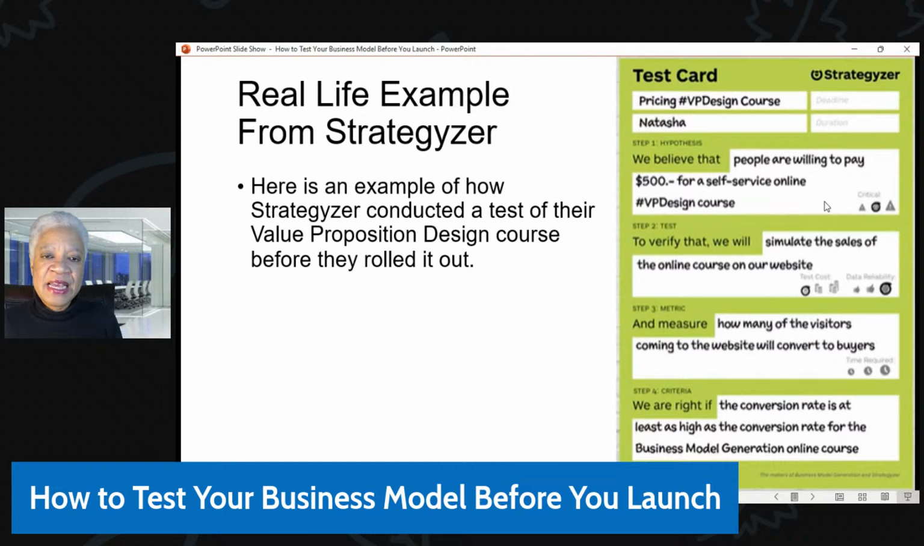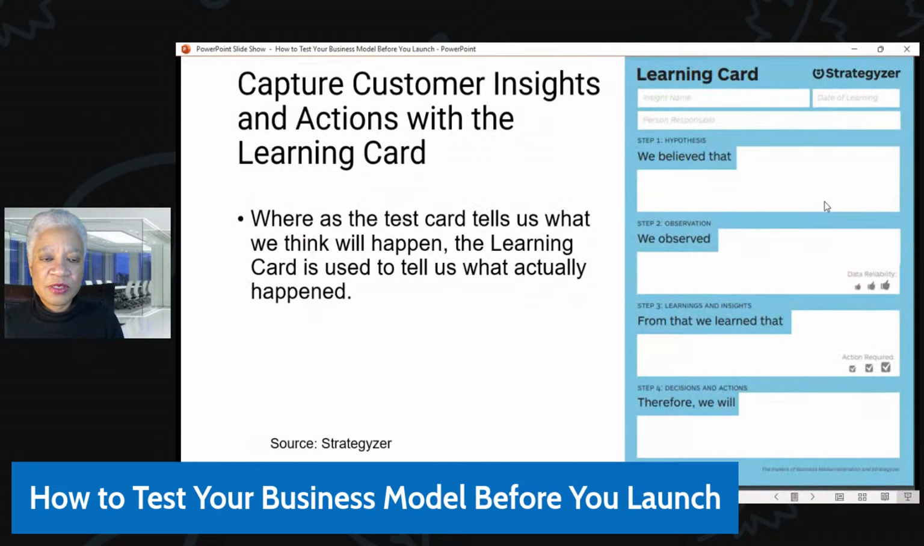So they had some data to let them know what a successful rollout looks like, what a super successful rollout looks like, and what a bare minimum looks like, and what a failure looks like. So their rule of thumb, not so much a decision to go, but they will know that their hunch was right if they had a conversion rate at least as high as their business model generation course.